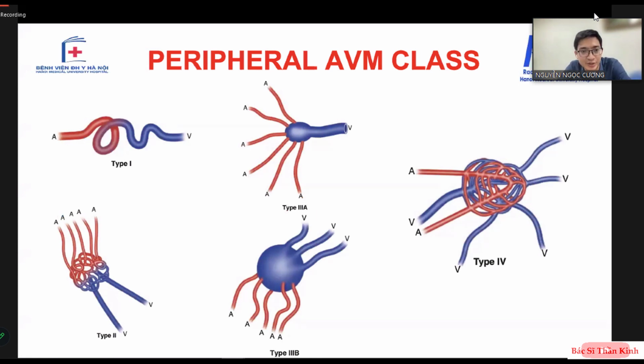First, I would like to present to you the classification of the AVM. This is the peripheral AVM, but we can apply it to the brain AVM because everywhere in the body, the AVM can be classified into 4 types like this. Type 1 is the fistula, the direct fistula between one artery and the drainage vein. In type 2, we have some feeding arteries, the nidus and the drainage vein. In type 3, the drainage vein is dilated like this, and we can classify into type 3A, 3B, and type 4 AVM.